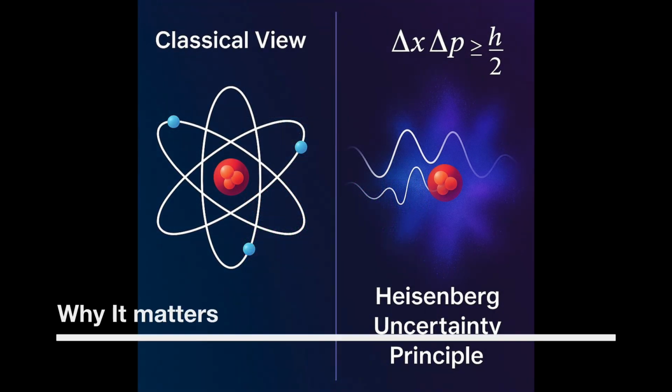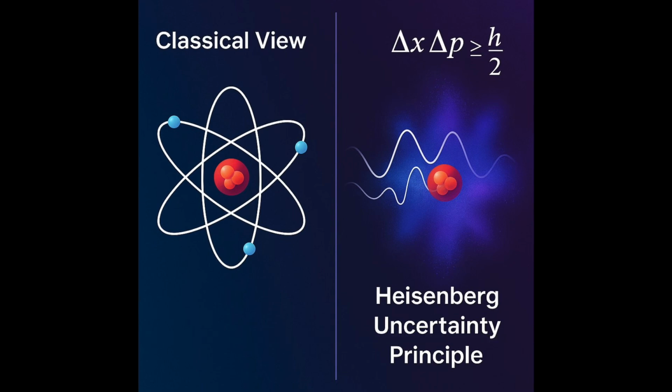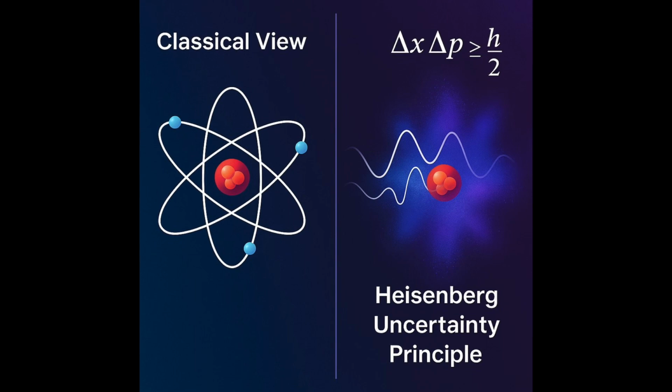Why does this matter? It matters because electrons aren't tiny little planets orbiting the nucleus. Instead of neat, clean, circular orbits, we have electron clouds, areas where an electron is likely to be found, but not known for sure. Quantum uncertainty creates the structure of atoms, molecules, and basically the structure of everything around us.